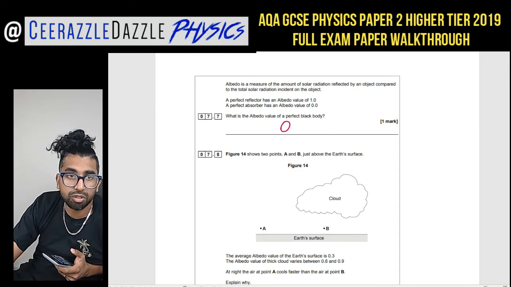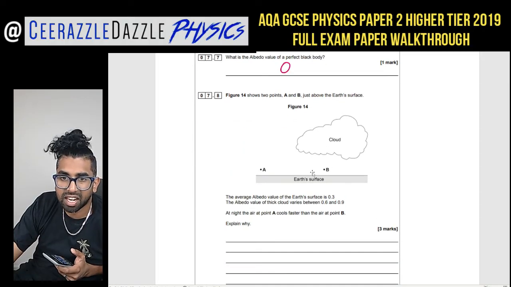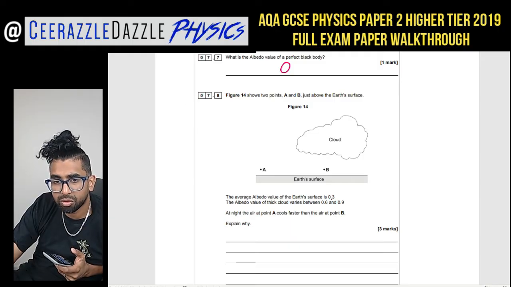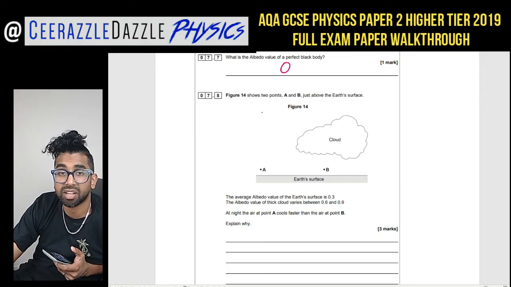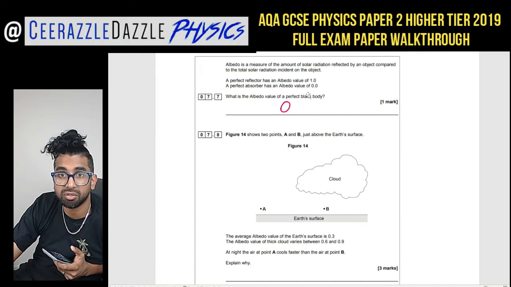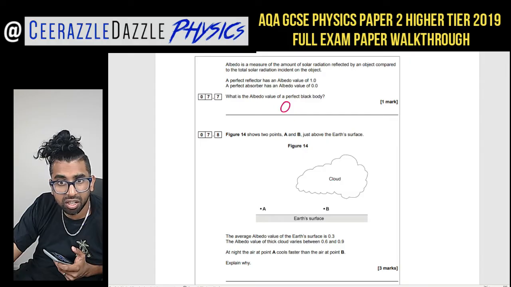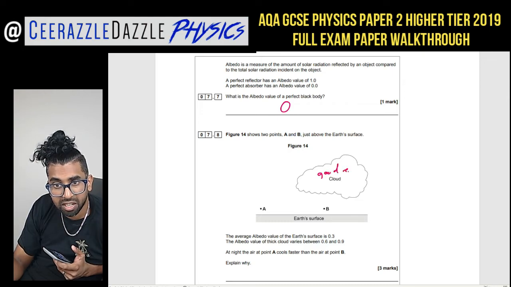Figure 14 shows 2 points A and B. Okay, there we go. We've got a cloud, point A and point B. The average albedo value for the Earth is 0.3. The albedo value of thick cloud varies between 0.6 and 0.9. So therefore, it's going to be a good reflector. So the cloud is going to be a good reflector. Let's put that down. So that's going to be the cloud over here.